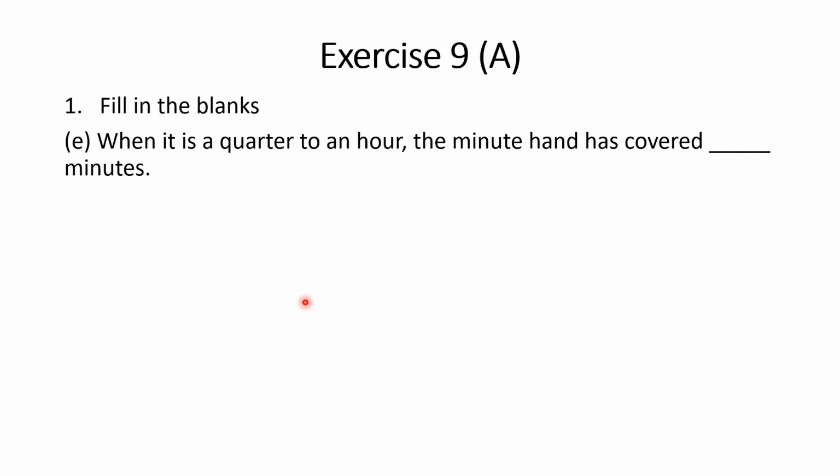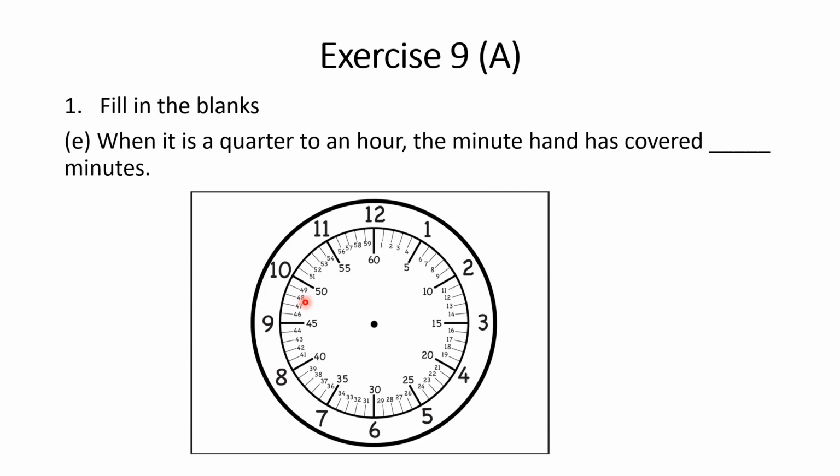When it is quarter to an hour, the minute hand has covered dash minutes. Now when it is quarter to an hour, how many minutes has the minute hand covered? Let's take an example of 9 o'clock. When it is quarter to an hour, how many minutes does this make? From 1 to 45. So therefore, when it is quarter to an hour, that means if there is a quarter of an hour remaining to make an hour, it covers 45 minutes.